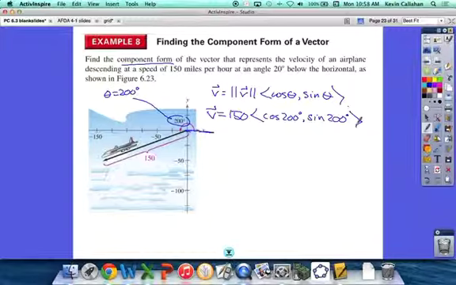And again, that's a scalar multiplication, right? You're just going to multiply 150 times the cosine of 200, 150 times the sine of 200. 150 cosine 200. Negative 140.96. And 150 times sine of 200. Negative 51.30. So that's the component form.